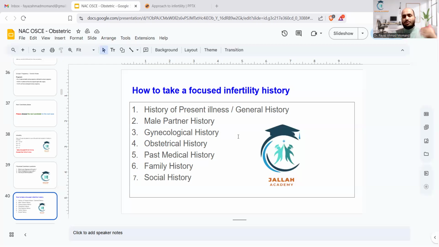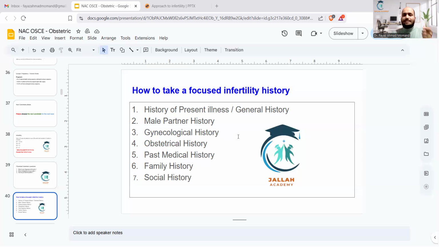Once that's done, move on to social history: smoking, alcohol, drugs. Ask about all of them. This will help us in determining if they could be the cause of their infertility. Since for the exam, they want you to think that this is a patient who you will be seeing regularly and following up.